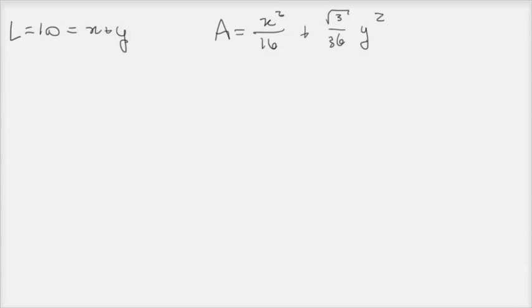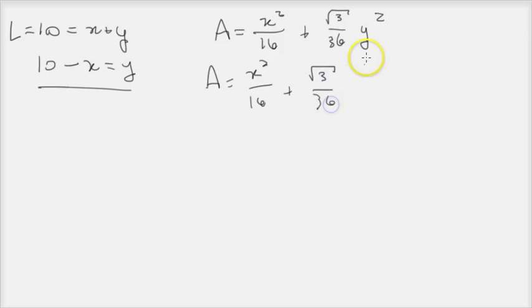It doesn't really matter which variable you put it in terms of. You could put A in terms of y or x. It's basically the same amount of difficulty, because this equation will give you the same thing either way. But I'm going to put it in terms of x. So we're going to get an expression where y is in terms of x. So 10 minus x equals y. And then we're going to plug that into here. So A equals x squared over 16 plus root 3 over 36 times 10 minus x squared.